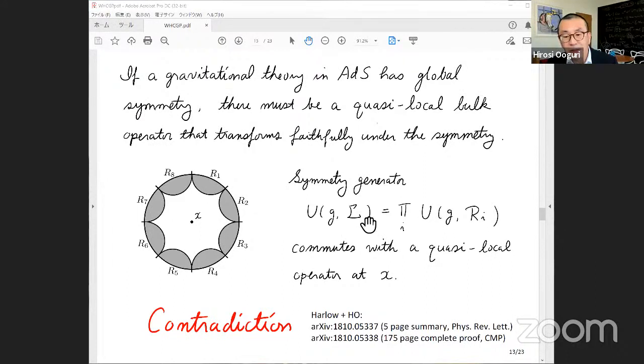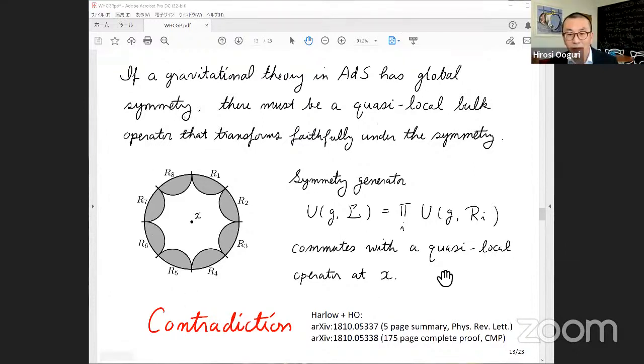So that means that this symmetry generator can be expressed as a product of operators acting on each of these boundary regions. But as you can see in this particular case, the entanglement wedge of each of these boundary regions does not touch this X. So therefore, each one of these operators commutes with this local excitation. But since each one of them commutes, the product of them commutes, so that means that this unitary operator, which is supposed to be generating the symmetry, commutes with this operator. And this contradicts the original assumption that this local excitation here is faithfully representing the symmetry. Okay, so that's a contradiction.